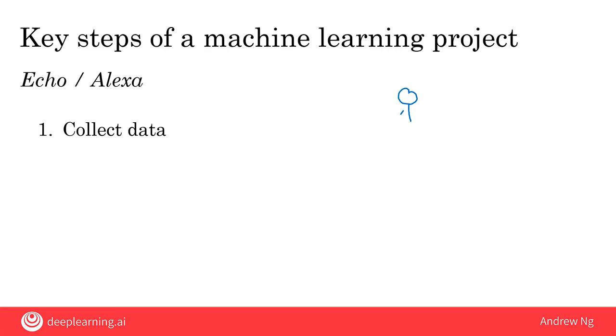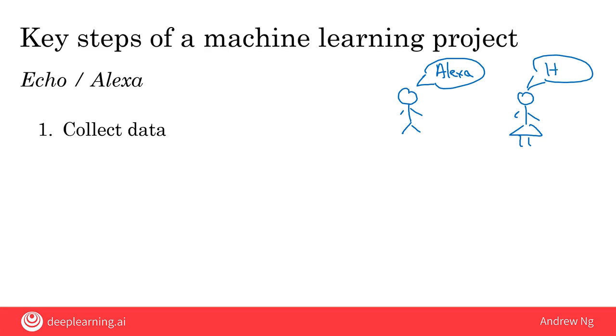That means you would go around and get some people to say the word Alexa for you, and you record the audio of that. You'd also get a bunch of people to say other words like hello, or lots of other words, and record the audio of that as well. Having collected a lot of audio clips of people saying either Alexa or other things, step 2 is to train the model.